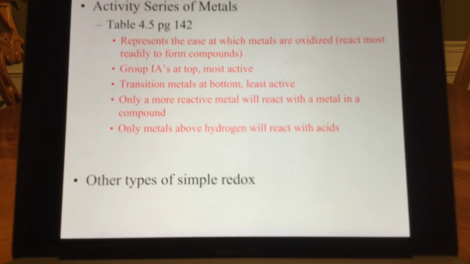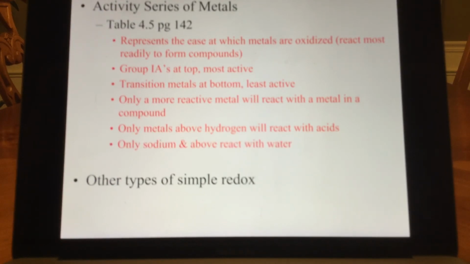In terms of a metal being able to react with an acid, it has to be above hydrogen, so about 3/4, 2/3 of the way down the activity series, you'll see hydrogen. Obviously, hydrogen's not a metal, but that's just put in there to show you any metal above hydrogen will react with an acid and replace the hydrogen in the acid to form a new compound and hydrogen gas.